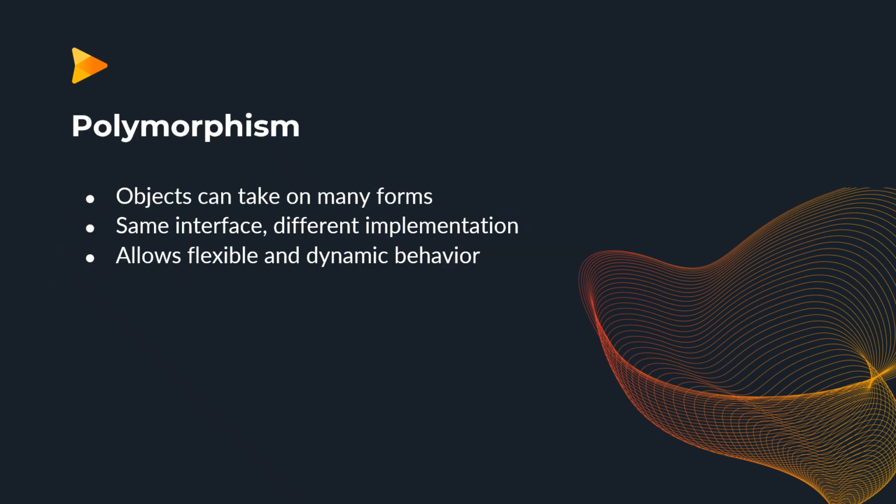Now the last one is polymorphism. Poly means many and morph means forms. So one object can take many forms. This is known as polymorphism. Same interface, different implementation allows flexible and dynamic behavior. There are two types of polymorphism: one is compile time polymorphism, and the second is runtime polymorphism. We will cover all these things in our other course on object oriented programming.